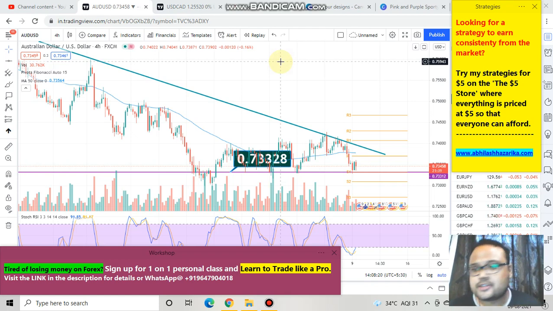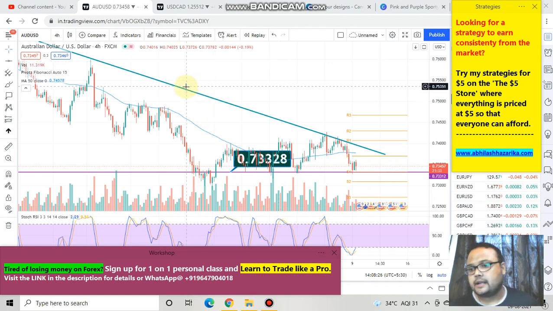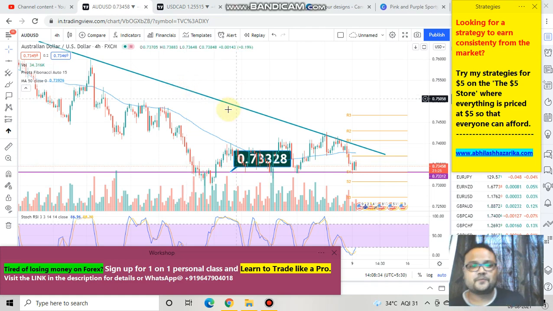So this is the 4-hour chart of AUD USD in front of us right now, and as you can see, I have got two lines drawn here on the chart and there are many ups and downs. So let's do the analysis first. Let's try to understand what is going on in the chart of AUD USD first.